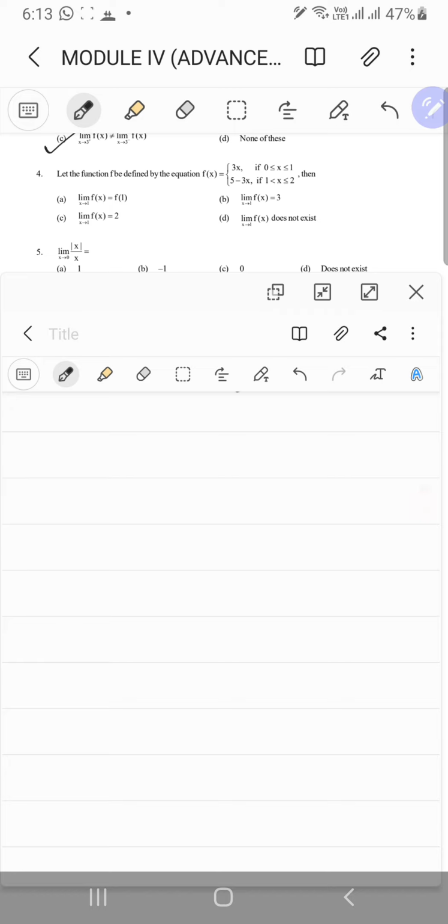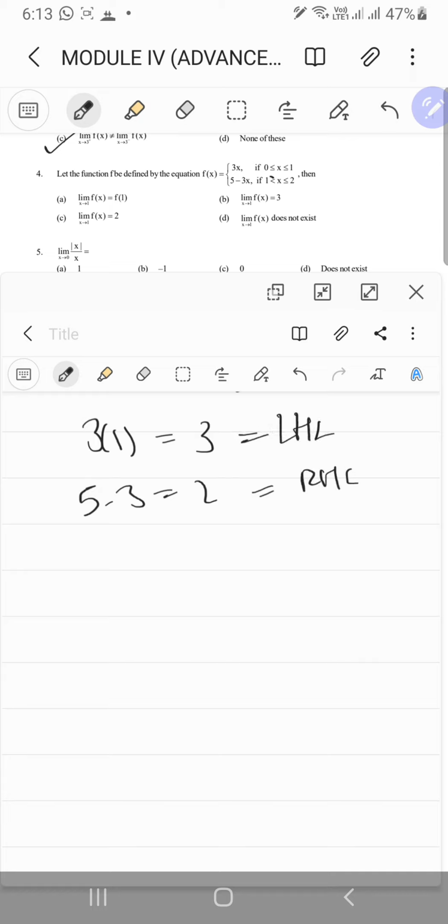Okay, so first we need to find LHL. Alright, so f of 1 minus, right? So for that case we have to use this thing, right? The first one, which is 0 less than or equal to x less than or equal to 1. Yeah, that's going to be like 3 times 1, which is 3. Cool. And if it is bigger than 1, which is 1 plus, basically we will be using 5 minus 3, which is equal to 2. So this thing is RHL, this thing is LHL. This is pretty clear that the limit does not exist. Next question.